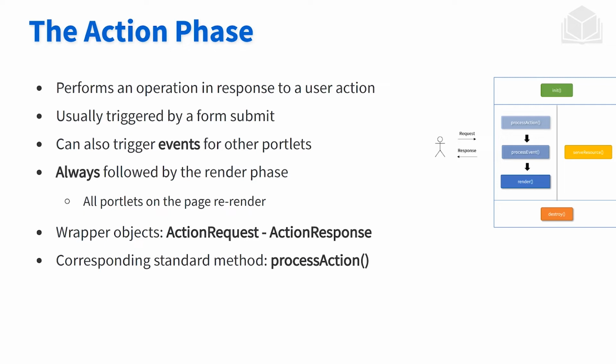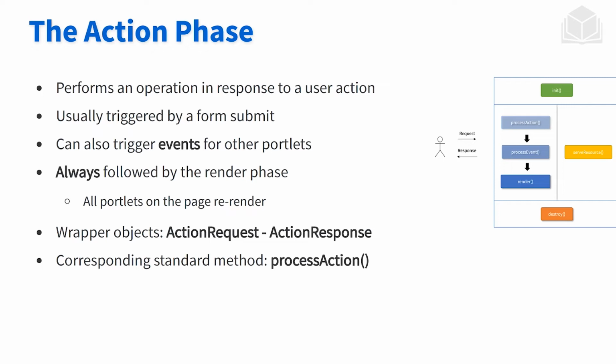What we can do with this action URL is bind it to something like a button on a form or maybe a link on a form, and then from there, we can perform some sort of action. Using the action phase will also allow us to trigger events. We'll talk about that a little bit later. One thing that is defined within the Java standard is that after the action phase is finished, the render phase then follows. So action and then render always occurs.